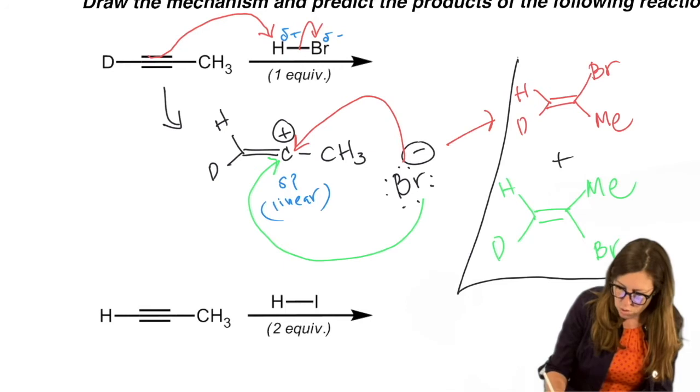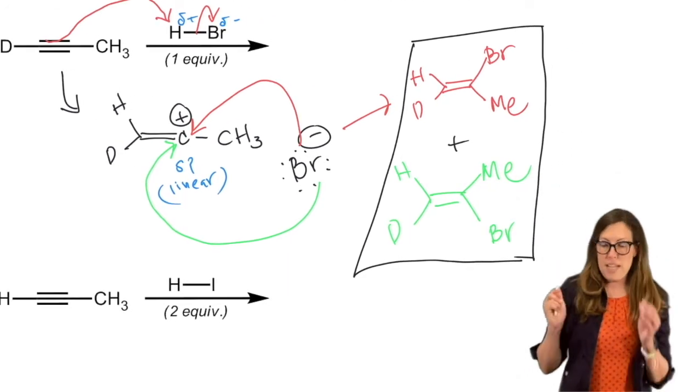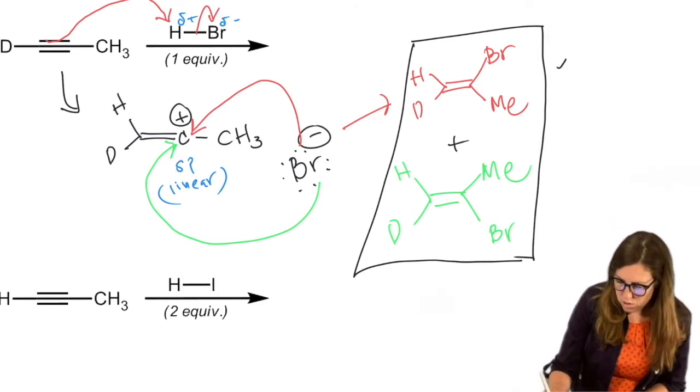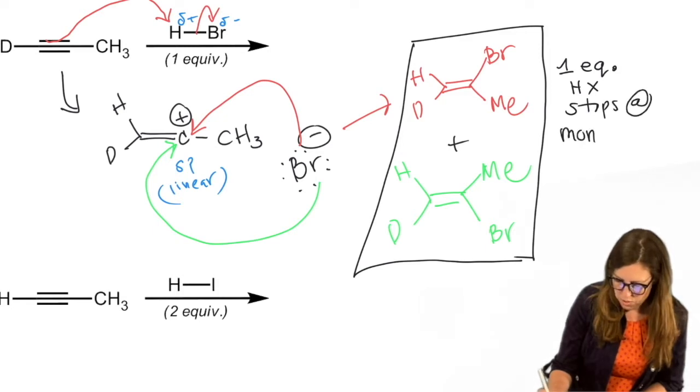So if you control the stoichiometry, so you have one equivalent added only, you can have an alkene that has been halogenated. So let's write that out. The result, one equivalent of HX stops at mono-halogenated alkene.